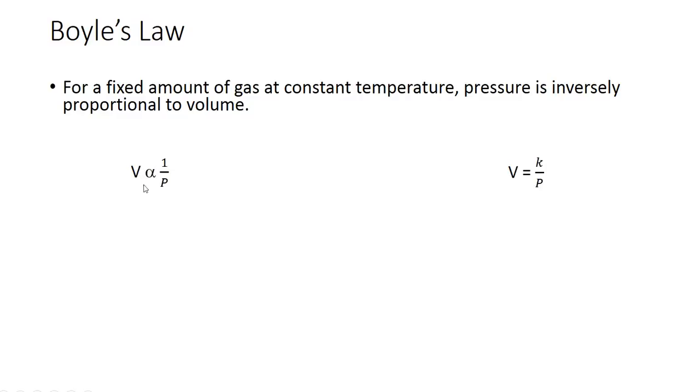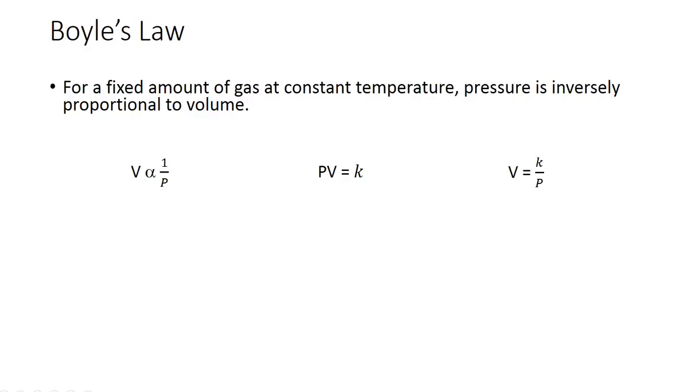If we remove the proportionality sign here, we can put an equals sign. So V is equal to K over P. P is pressure. K is some sort of constant. So if we multiply both sides by P, we see that PV is equal to K.